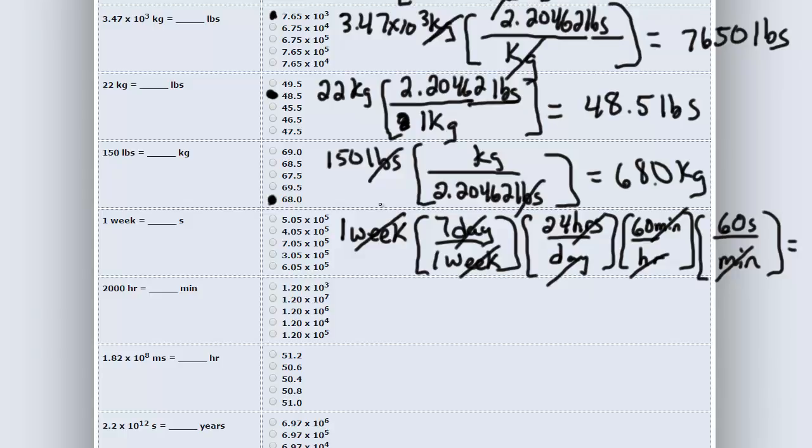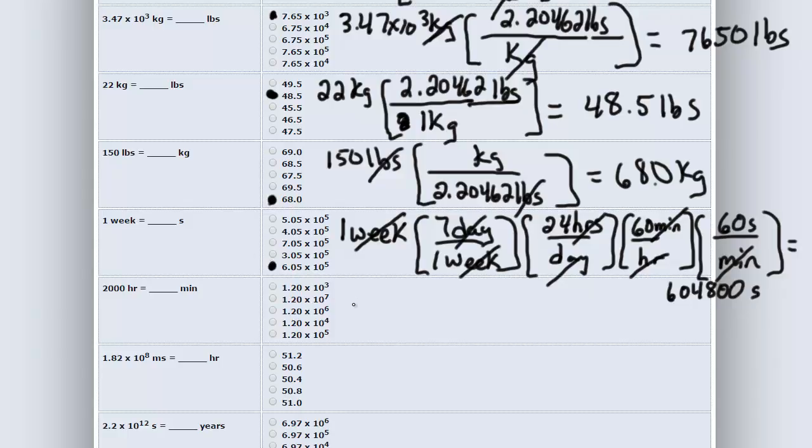And I get 604,800. And so I get 604,800 seconds. So that's 6 times 10 to the 5th seconds.